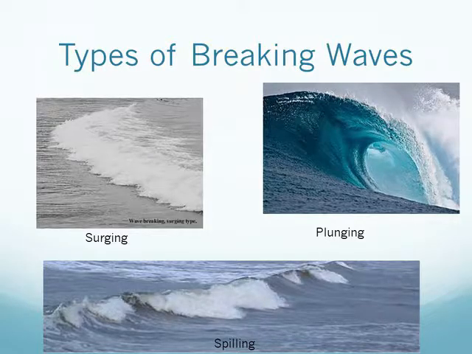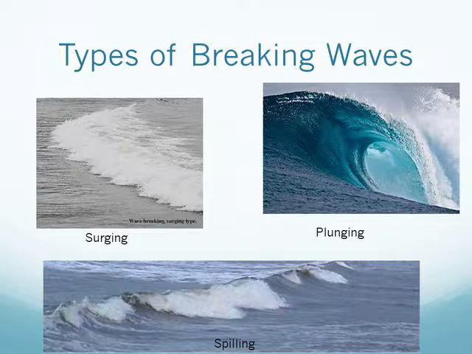There are 3 types of breaking waves that you can see on shore, and this is dependent upon the beach slope. The first are surging type of breaking waves, and this type of wave occurs when the beach slope is very flat and very gentle, and you can see it just kind of pushes along. There's really no curl to the wave.